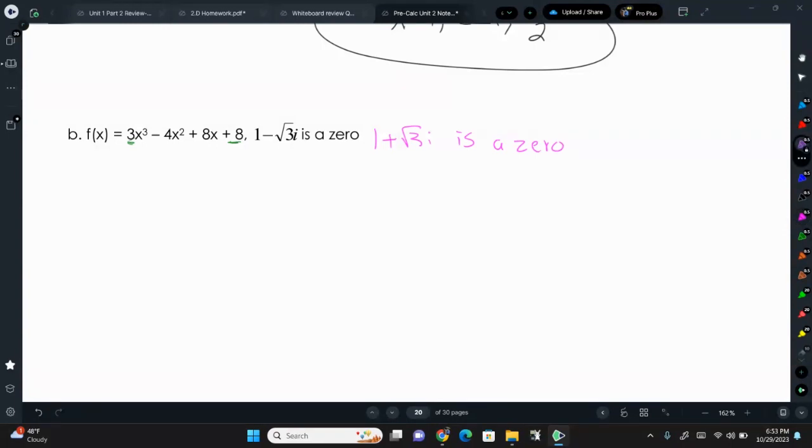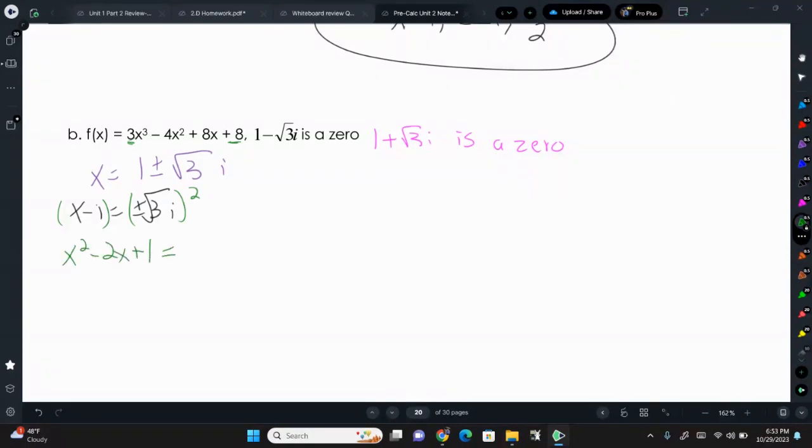So how did we get that? We got x equals 1 plus or minus the square root of 3i. Subtract 1 from both sides. X minus 1 equals plus or minus square root of 3i. And then when we square both sides, the left side is going to become x squared minus 2x plus 1. And the right side is going to be square root of 3i squared, which will give us -3. So then we add 3 to both sides. X squared minus 2x plus 4 equals 0. So let's do long division with that.